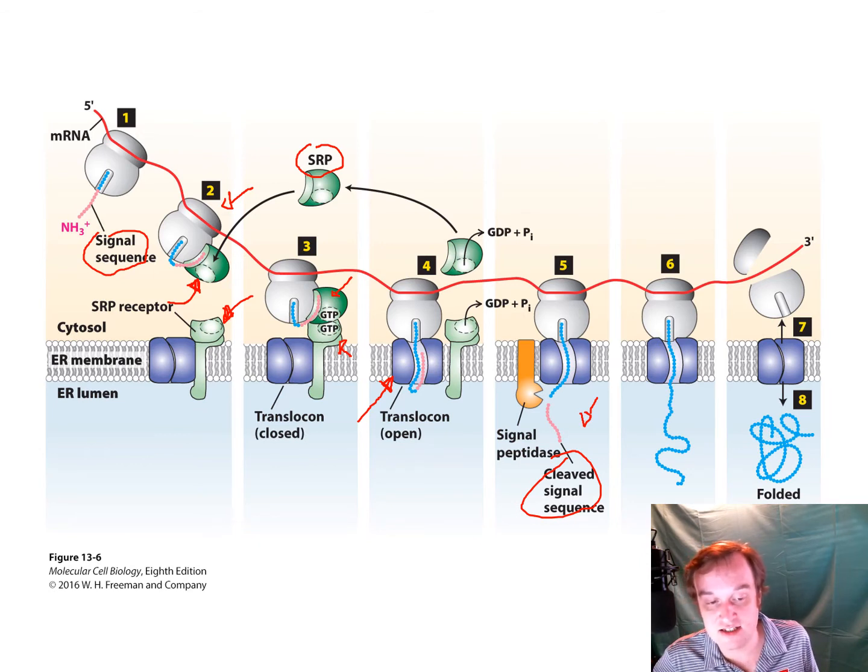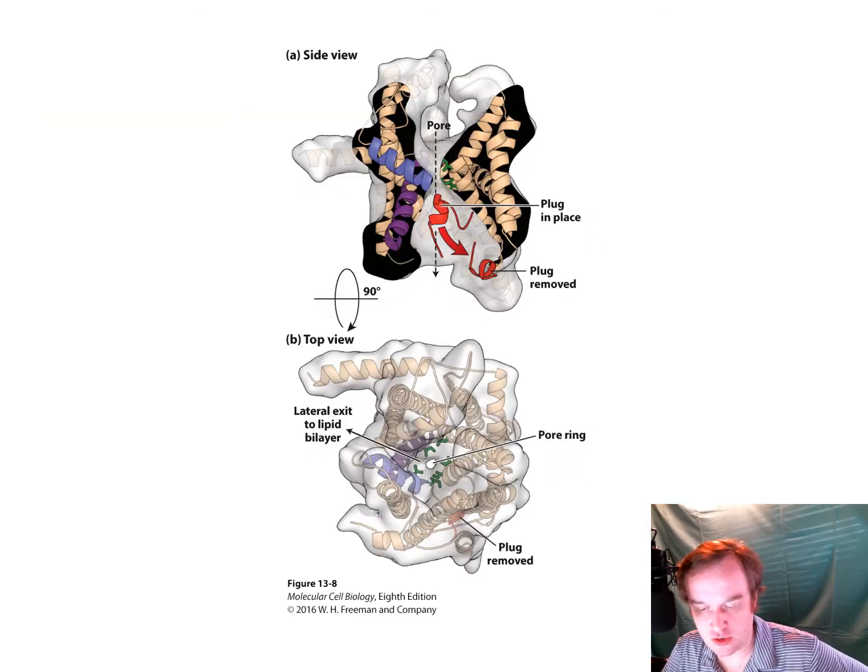And then step 7 here, we get to the stop codon, and then in step 8 we have protein folding, and the translocon closes and the ribosome is released. So let's look a little bit at this translocon protein.